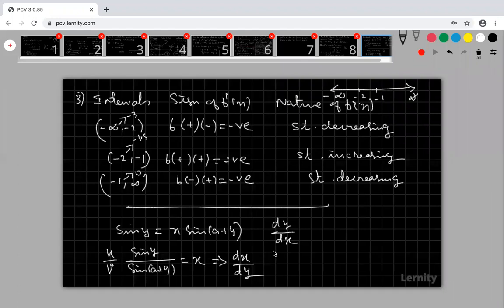Apply the u by v formula and differentiate this function with respect to y. You will get some answer, right? After finding the dx by dy answer, you take a reciprocal. You will get dy by dx. Your dy by dx is nothing but 1 by dx by dy. Are you clear? Take a reciprocal.